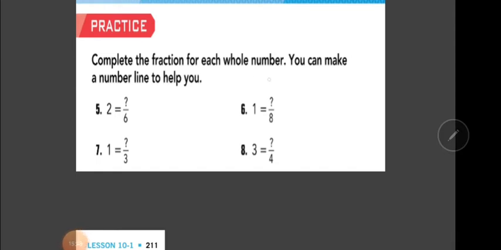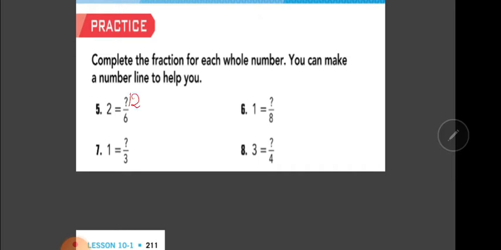Complete the fraction for each whole number. You can make a number line to help you. Do you really need a number line? No need. What number do you divide by 6 to give you 2? So multiply. 2 multiplied by 6 equals 12.